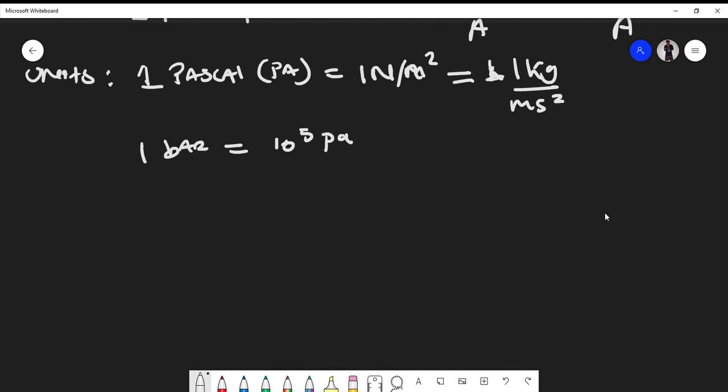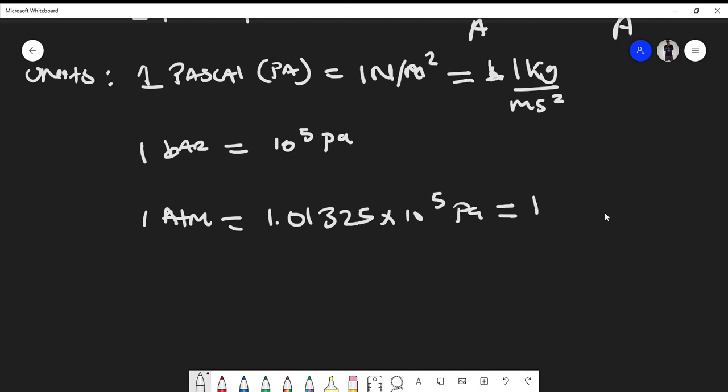We also have atmospheres, right? So 1 ATM is equal to 1.01325 times 10 to the 5th Pascal, right? And that is essentially equal to 1.01325 bar. So as physical chemists, we have to be cognizant of our units, right? So we've just talked about Pascal, we just talked about bar, we just talked about atmospheres and their equivalent relationships, right?